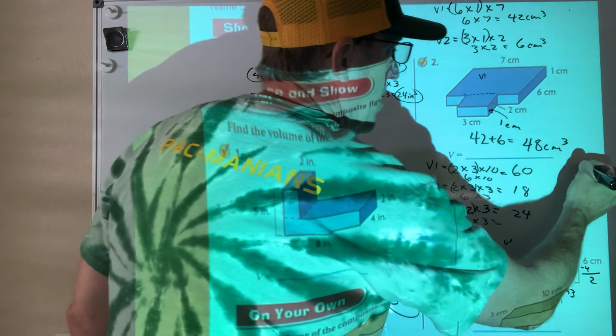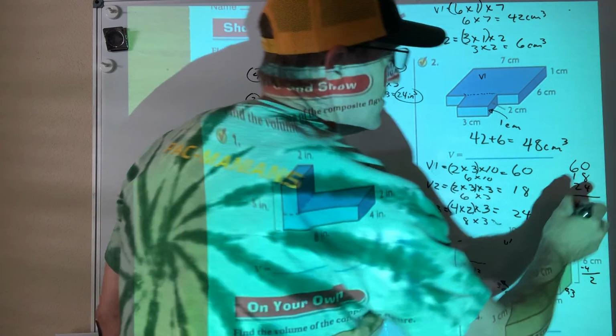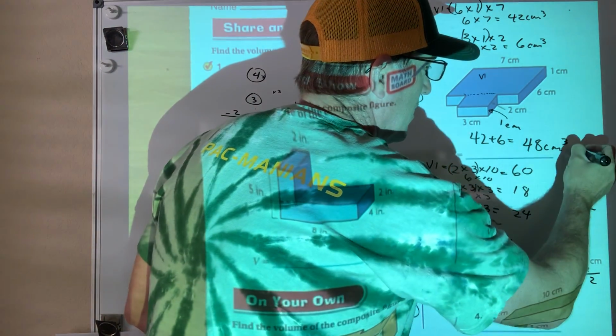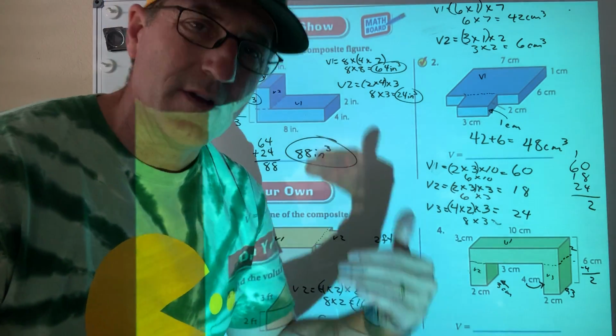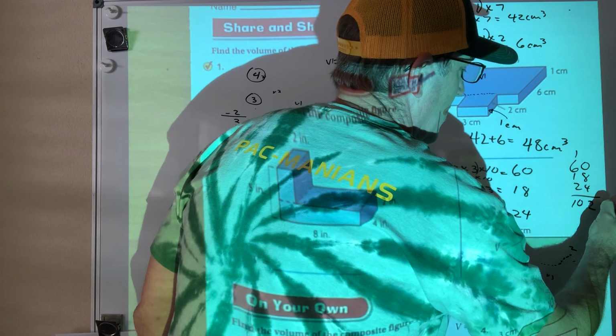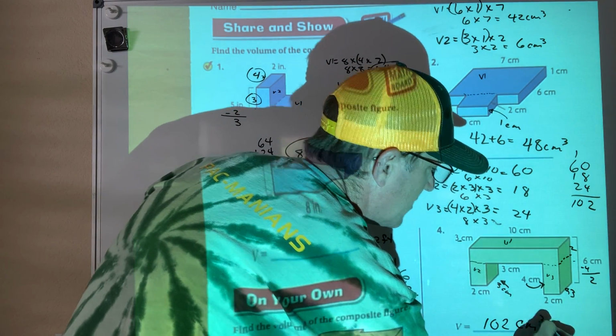And then I just add them up, 60, 18, and 24, right? 8 plus 4 is 12. 1 plus 6 is 7, plus 1 is 8, plus 2 is 10, right? So I get 102. This is going to be 102 centimeters cubed.